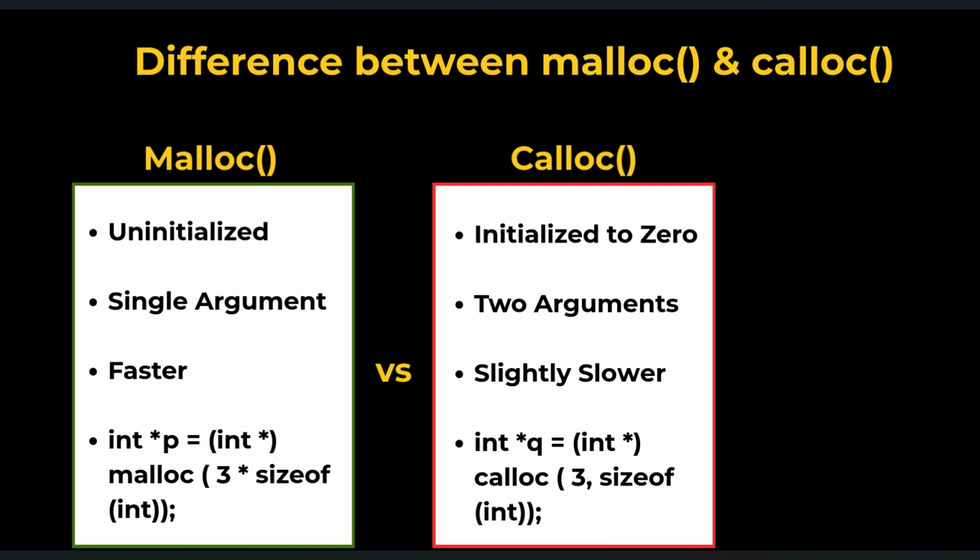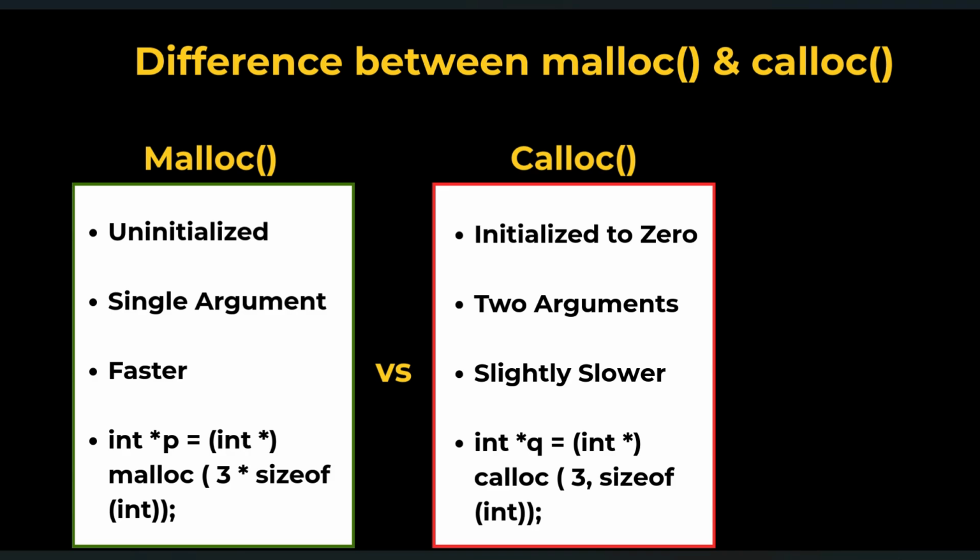Here comes the last question. Again, very common in most of the C interviews, that is difference between malloc and calloc. Both malloc and calloc are used for dynamic memory allocation in C. The memory is allocated from the heap.